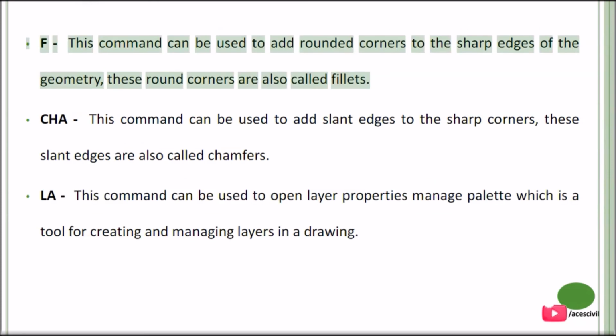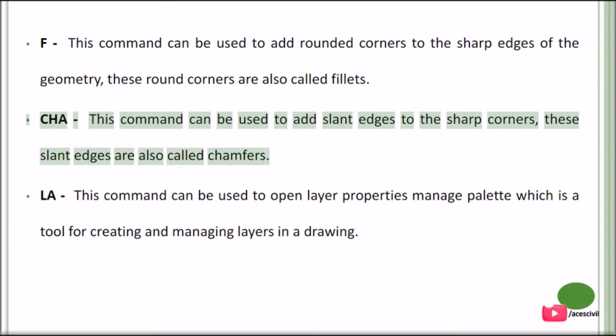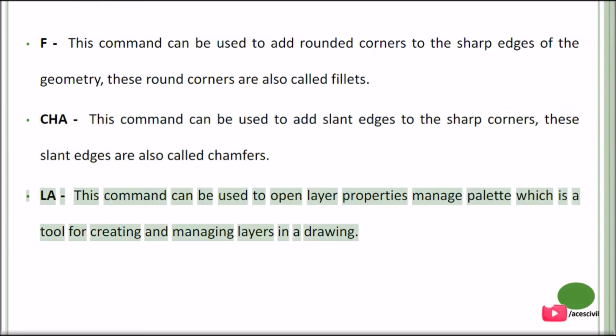This command can be used to add rounded corners to the sharp edges of the geometry. These round corners are also called fillets. This command can be used to add slant edges to the sharp corners. These slant edges are also called chamfers. This command can be used to open layer properties manager palette, which is a tool for creating and managing layers in a drawing.